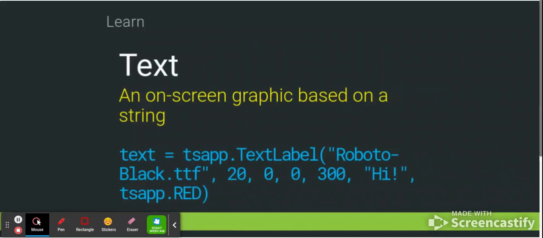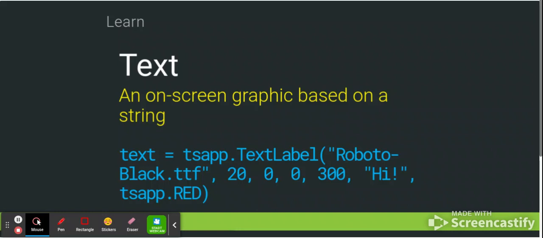Okay, text: an on-screen graphic based on a string. We have some new script down here. A text variable is equal to tsap.textLabel, Roboto black.ttf, and then a bunch of attributes, high, tsap, and red. We usually think about pictures when we're talking about graphics, but text is also part of graphics when we're not just talking about the console.